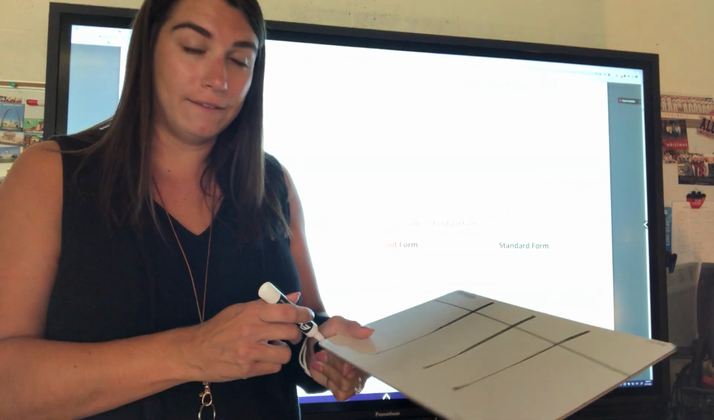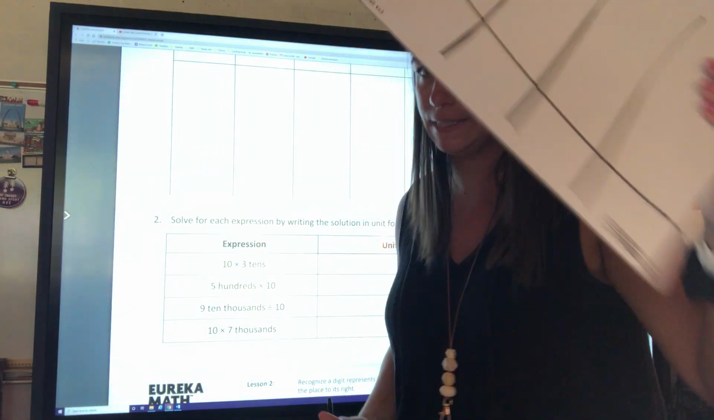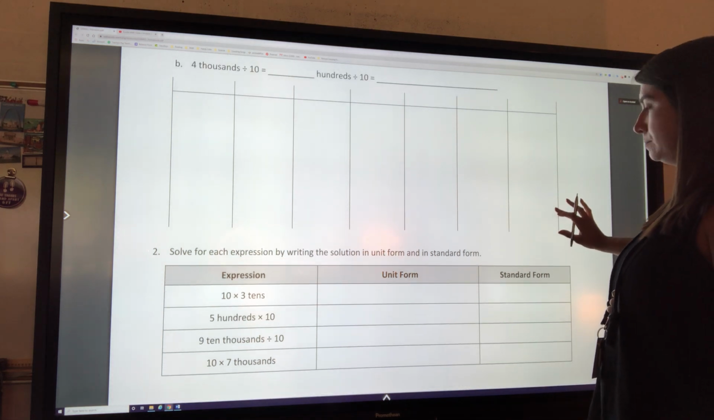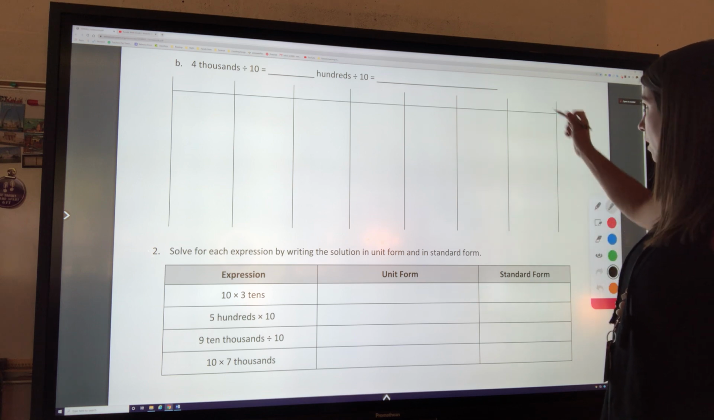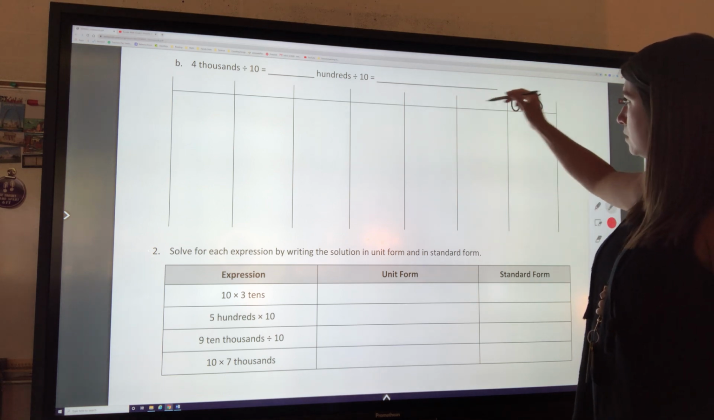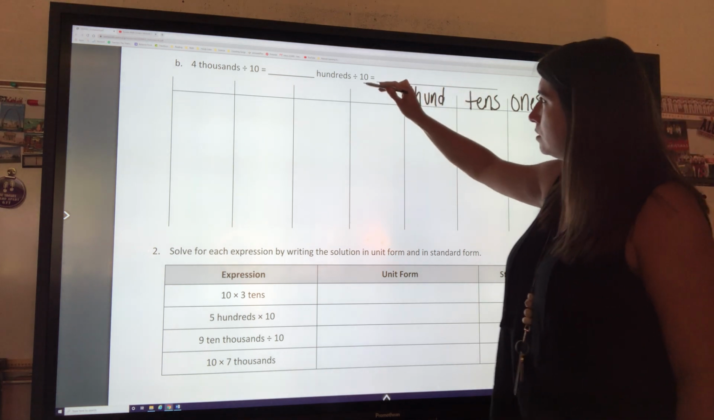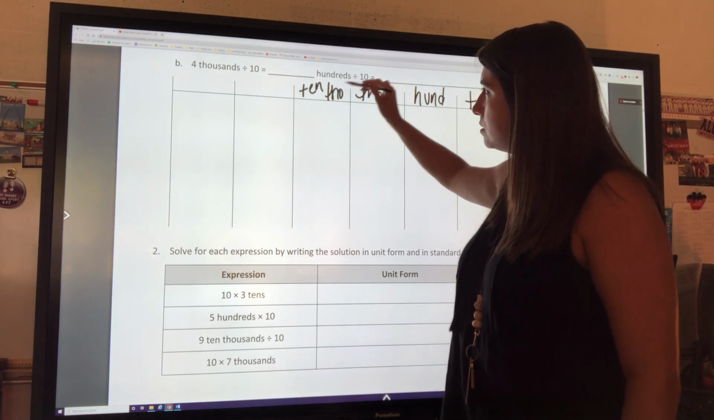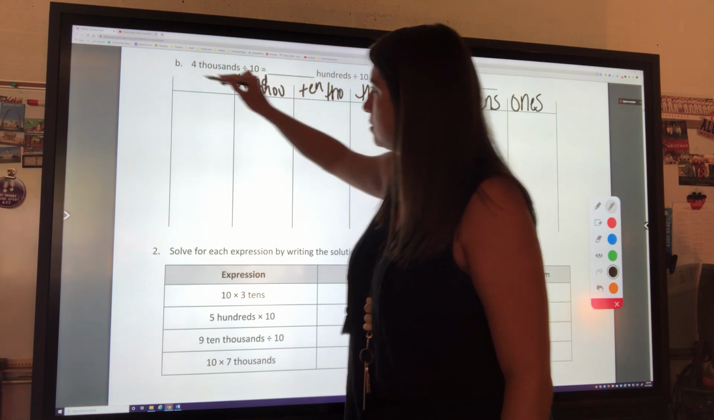Okay, so you have your place value chart and go ahead and label it. Okay, so I'm gonna go ahead and label mine up here. Yours should look like mine, just on your whiteboard. Cool. So I have my ones, tens, hundreds, thousands, 10,000s, 100,000s, millions.